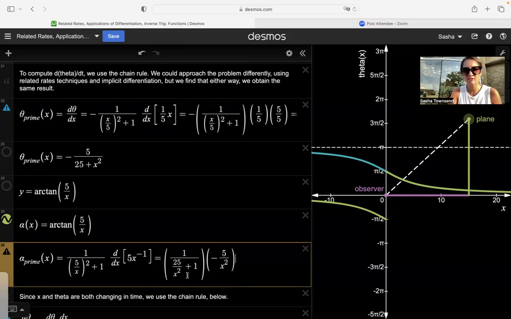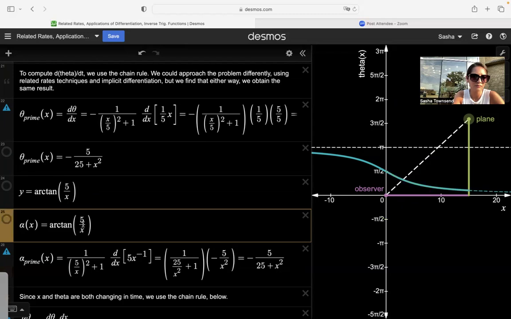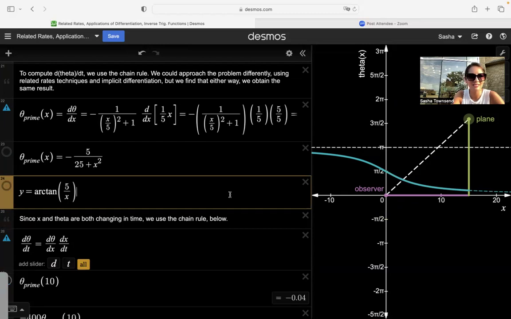And if we distribute, just multiply straight across, we have negative 5 in the numerator divided by 25 plus x squared in the denominator. So we see that the derivatives are the same. The rates of change are exactly the same. But the only difference is when we look at the arctangent graph, the arctangent gives us values between negative pi over 2 and pi over 2, whereas theta as a function of x, where that's our cotangent function, gives us values between 0 and pi. So I prefer that one in terms of 0 and pi. But it's a good practice to do the differentiation.